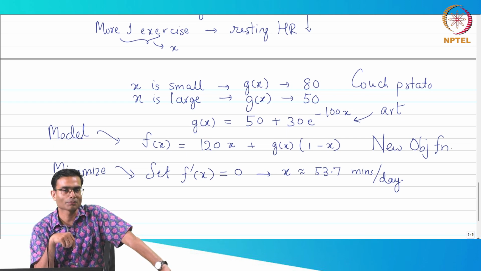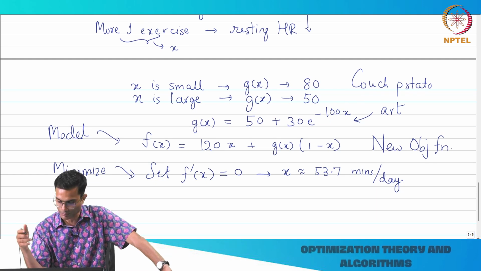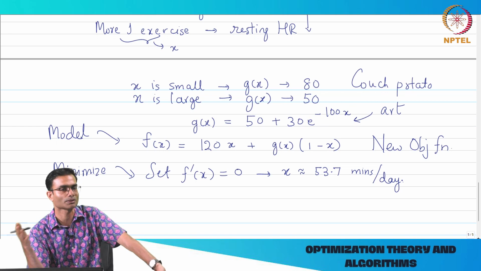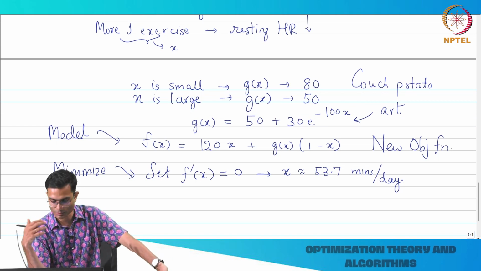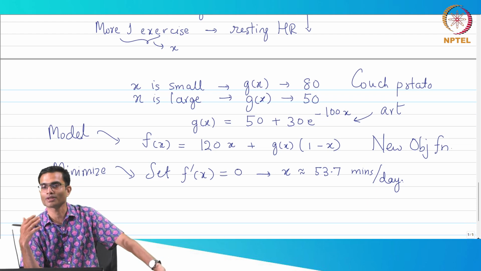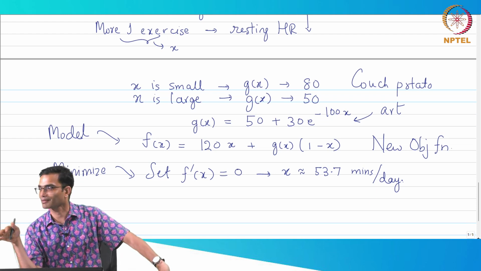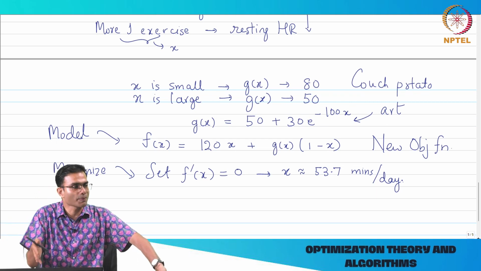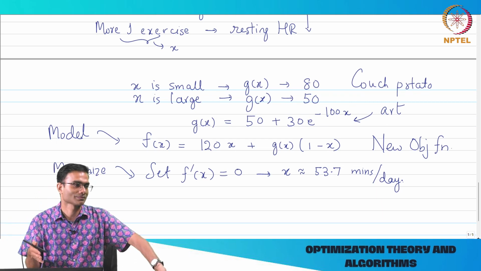It's a believable number, right? 53 minutes a day. I'm converting the fraction to minutes per day. I got some number, multiplied it by whatever to give you 53.7 minutes a day. So when you hear doctors' advice to old people, they say, "Walk for 1 hour in the morning, evening." It's based on stuff like this. It's not just come out of nowhere.